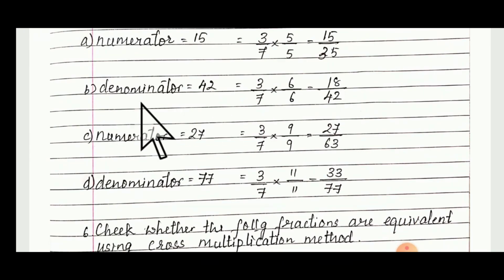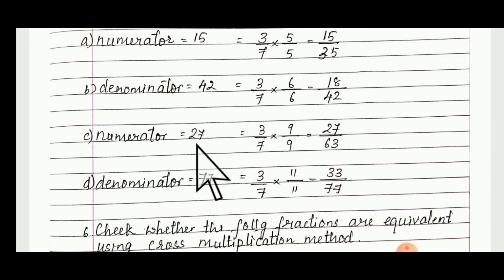Question number B. Denominator as 42. What was the fraction? 3 by 7. We need to find this fraction. So is equals to denominator, place only first 42 it becomes. So 7, how many is 42? 7 6s are 42. So write 6 denominator as well as numerator 6. So 3 6s are 18.